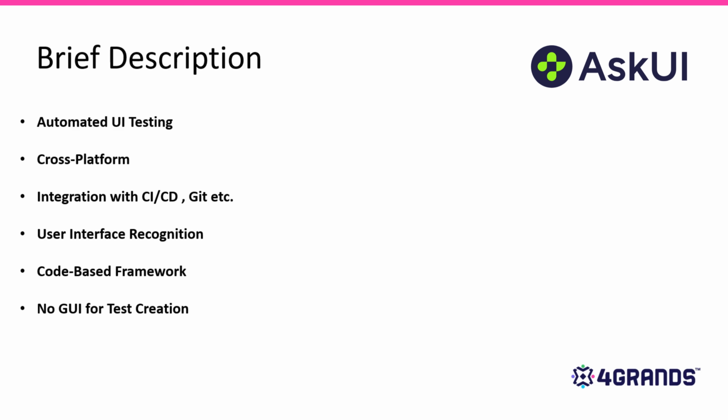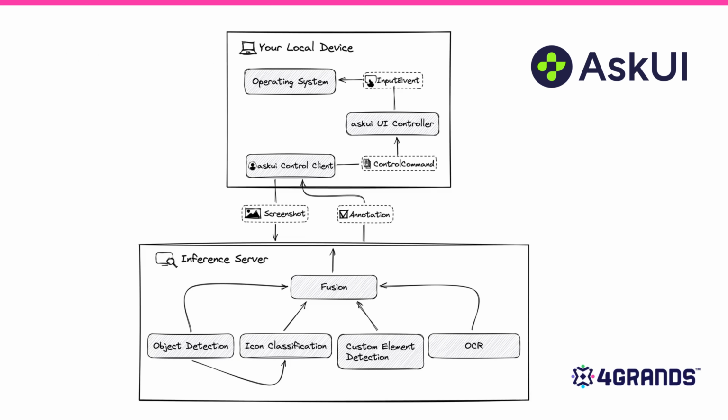AskUI is a cross-platform automation framework that focuses on UI testing. It integrates with CI/CD pipelines, Git, and other development tools. Unlike other UI testing frameworks, AskUI does not rely on predefined element selectors. Instead, it uses UI recognition to identify and interact with elements on the screen, which makes it an ideal candidate for desktop application testing. AskUI uses a computer vision-based approach to recognize UI components.